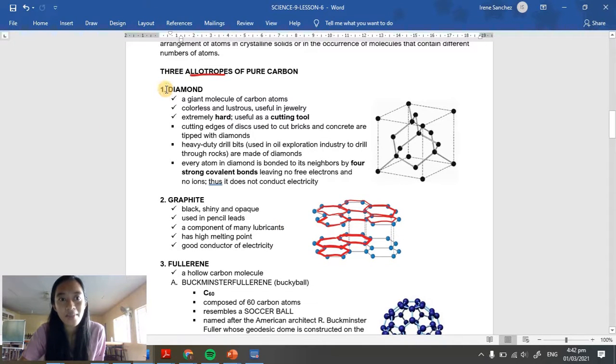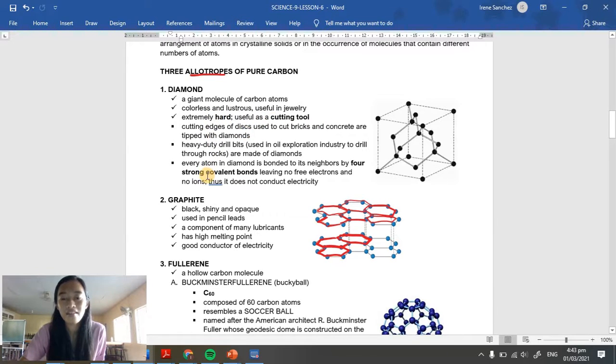Pure carbon can be in the form of a diamond. Diamonds are giant molecules of carbon atoms. It is usually used in jewelry. And then it's very hard. It's one of the hardest types of mineral. Extremely hard. Used as a cutting tool.